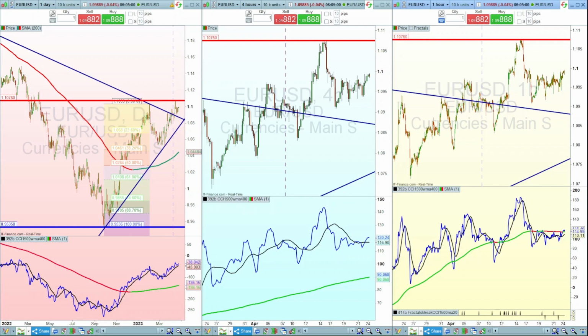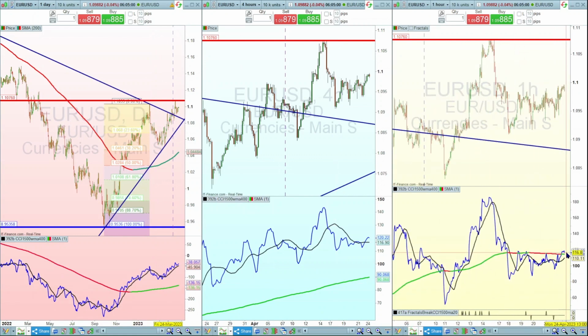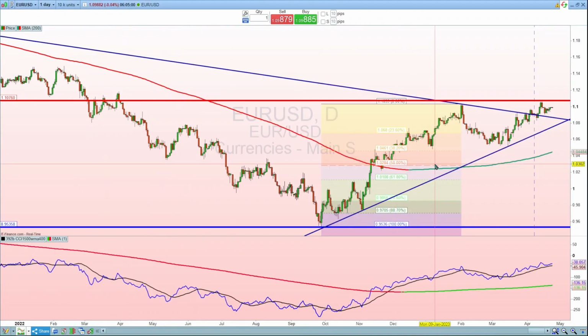This is the Euro-US dollar update. So I've got here the daily, the 4 hour and the hourly. And you can see here they're all in an upswing, and on the hourly it's just broken up through the moving average of the CCI 1500, which is our key indicator. So let's go through each of these first in a bit more detail.